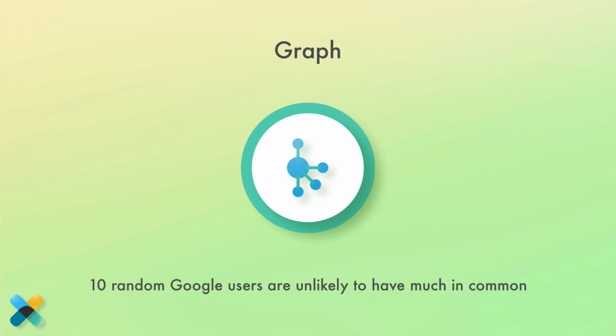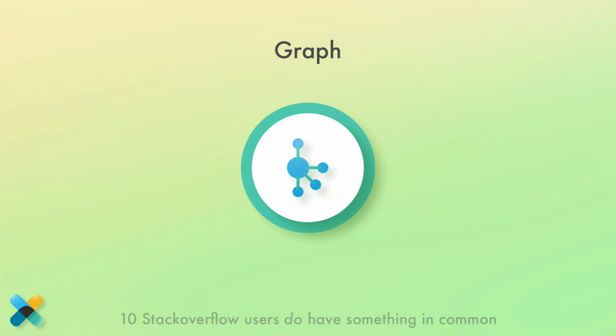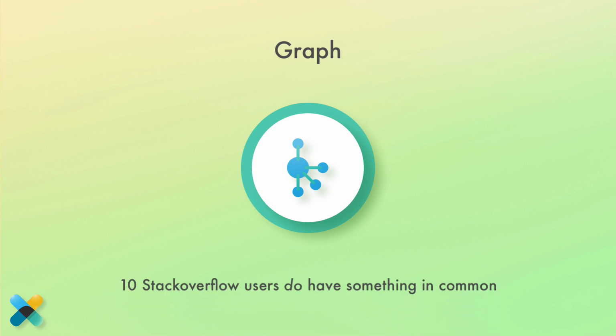For example, if you go out on the street and ask 10 people if they use Google, most of them will say yes. But that doesn't mean that they have anything else in common. That's just because Google is so popular for all kinds of different people. On the other hand, if you ask 10 people if they use Stack Overflow, the ones that say yes do have something in common, because Stack Overflow is specifically related to programming. So essentially what we are looking for is the uncommonly common, because that says something about relevance and not popularity.